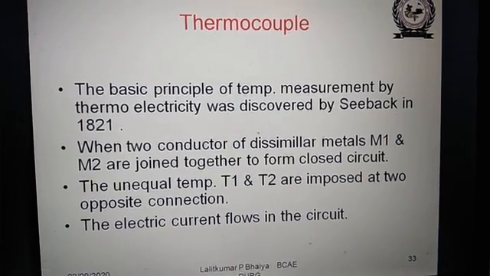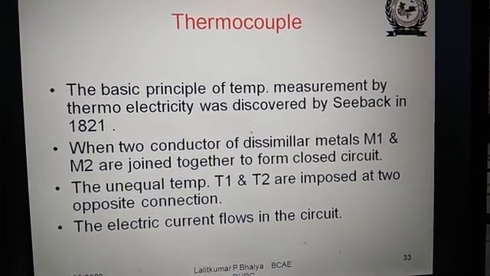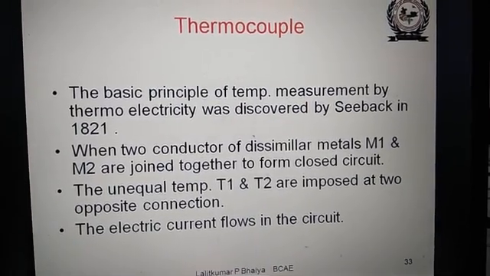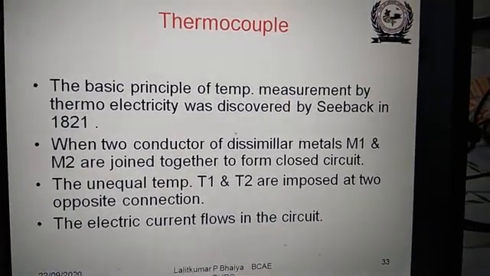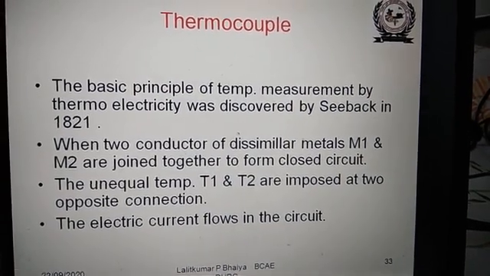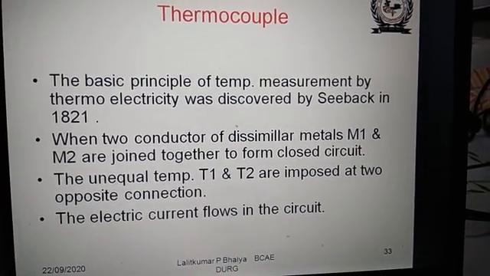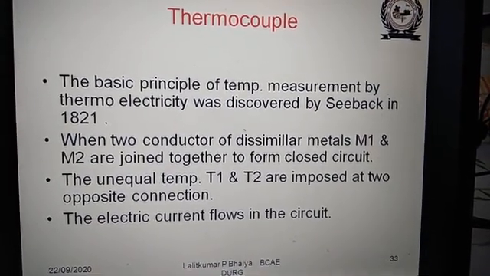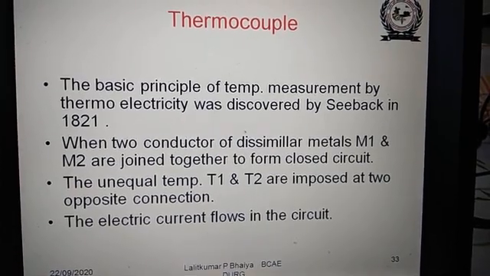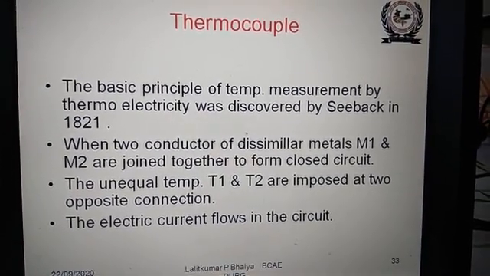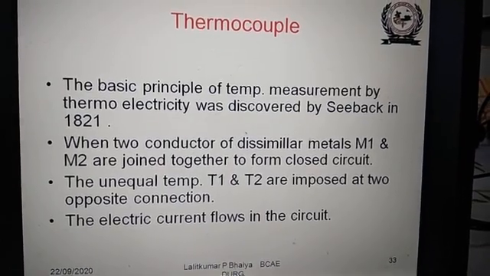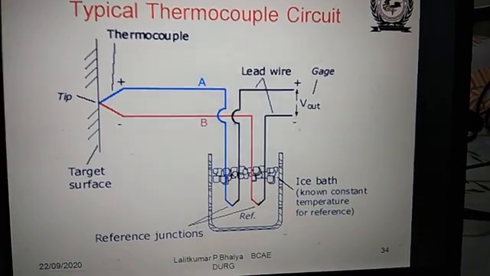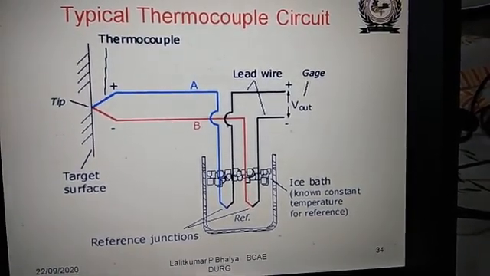The basic principle of temperature measured by thermoelectricity was discovered by Seebeck in 1821. When two conductors of dissimilar metals M1 and M2 are joined together to form a closed circuit, and unequal temperatures T1 and T2 are imposed on the two opposite connections, an electrical current flows in the circuit.